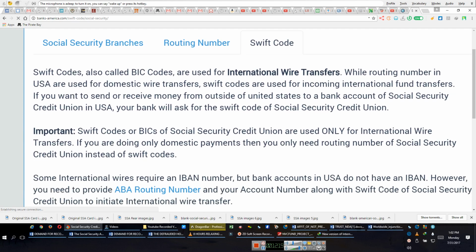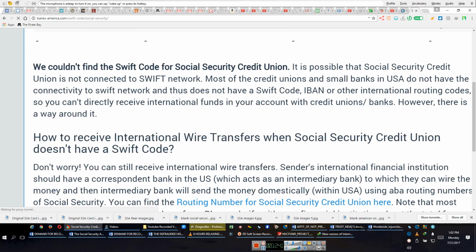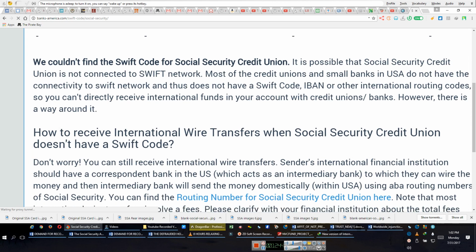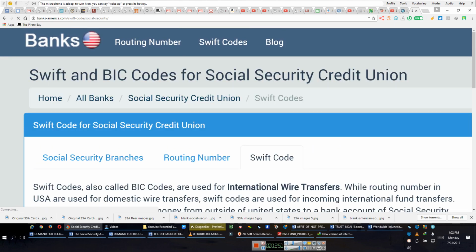SWIFT codes, also called BIC codes, are used for international wire transfers. So why not do international money orders? Again, why not do that, people? You can get the SWIFT code for Social Security Administration. Just do the Google search. You can get the SWIFT code for any bank. Just do the Google search. I did it the other day.